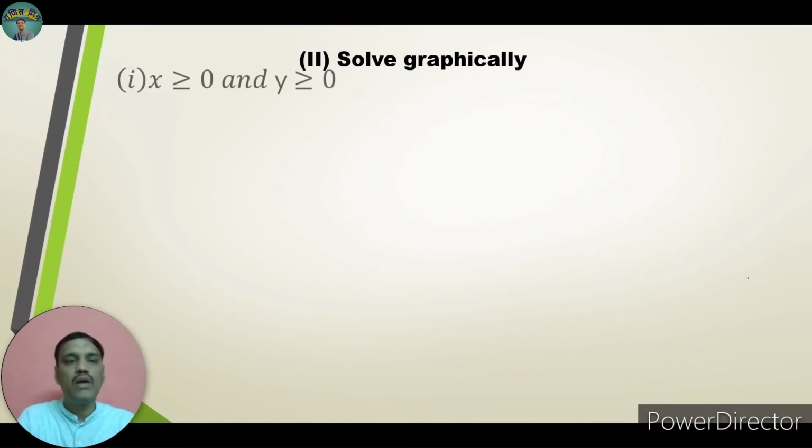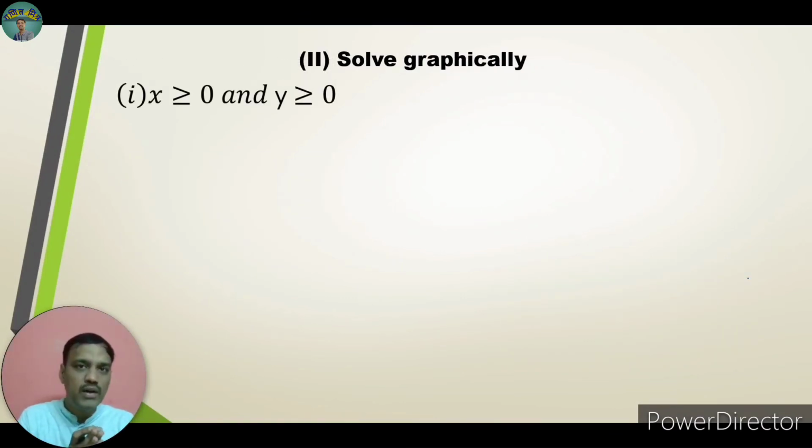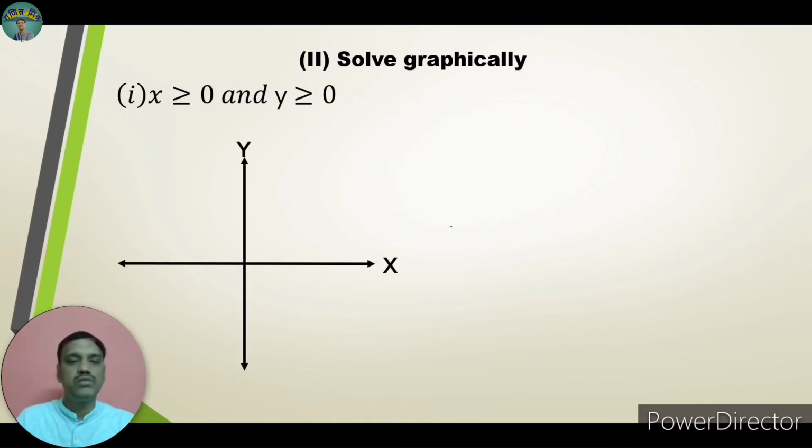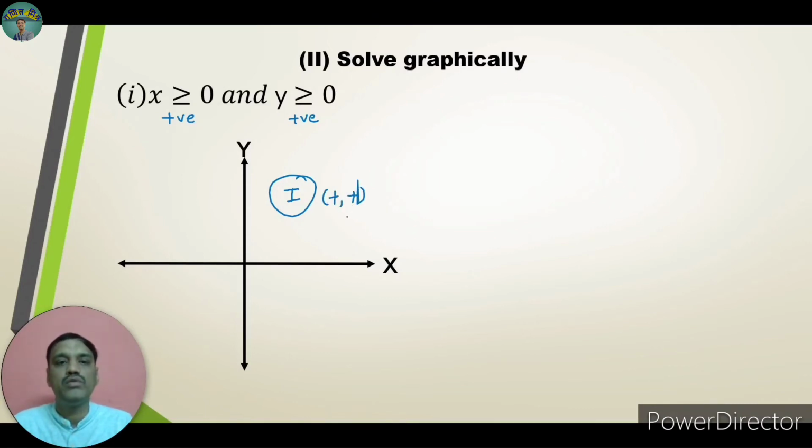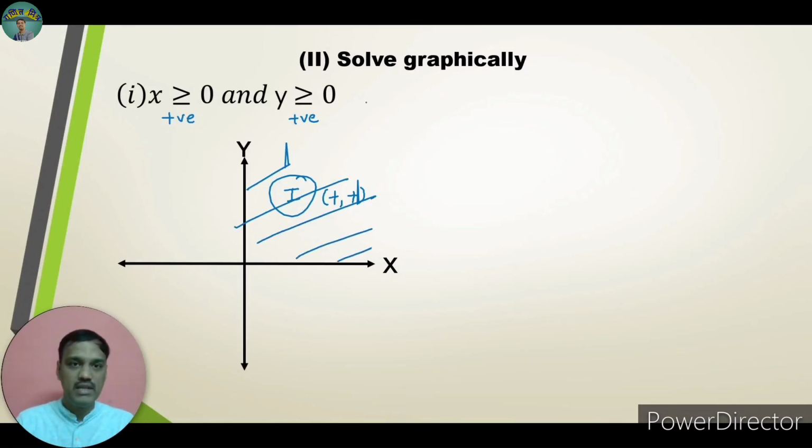Question number 2, solve graphically. Now see, there are two different inequalities taken together. The first one is x greater than or equal to 0, and the second one is y greater than or equal to 0. So let us draw the x and y axes, which creates the xy plane. Now we know that x greater than or equal to 0 means x positive, and y greater than or equal to 0 means y positive. Obviously both values are positive, so it is represented by only the first quadrant. We know that the first quadrant contains both x and y positive. So simply this first quadrant is the solution set for this inequality.